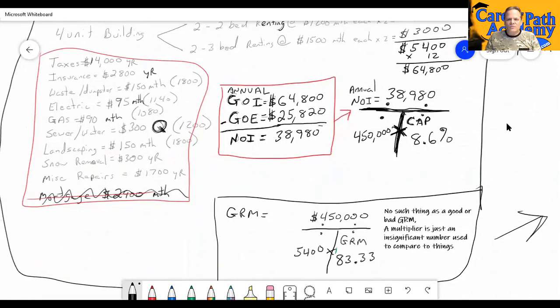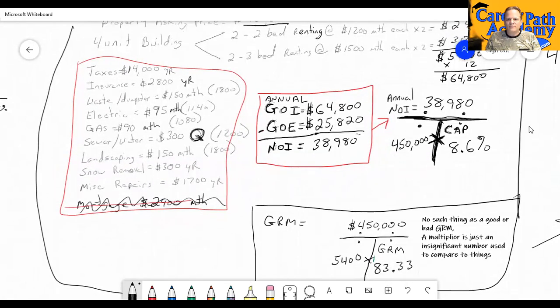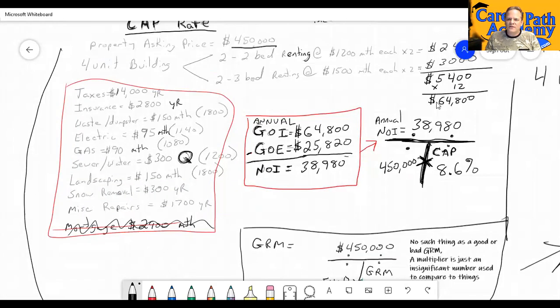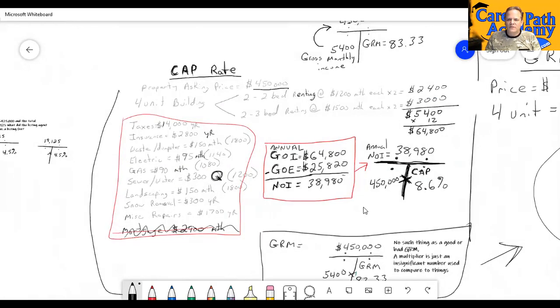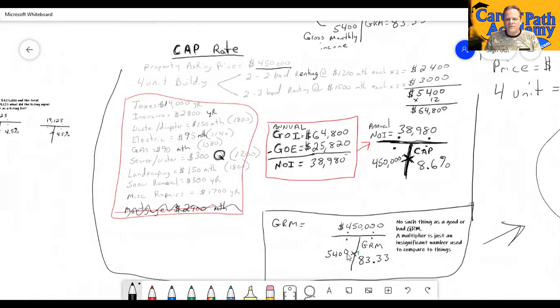All right. So on the same property, what is the GRM? Well, it's the reverse T formula. We put the value of the property up top and the gross monthly income here, which we already have, right? 5,400. We just plug those numbers in there. So 450,000 divided by 5,400 gives us a GRM of 83.33.